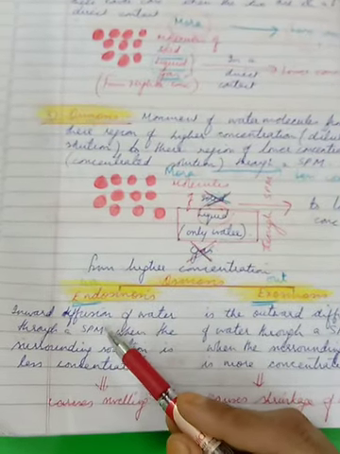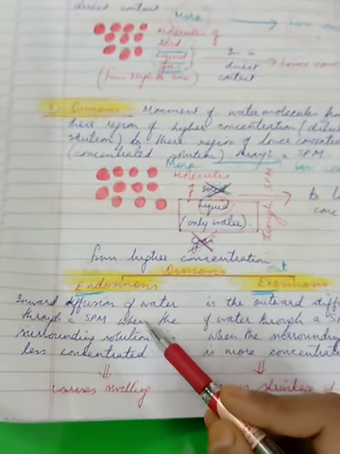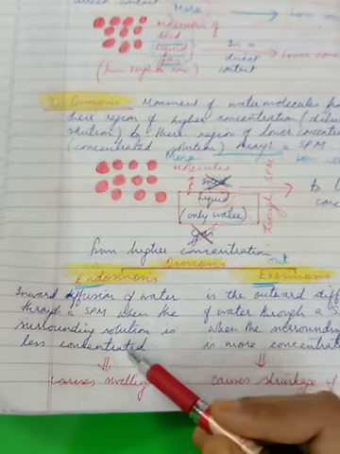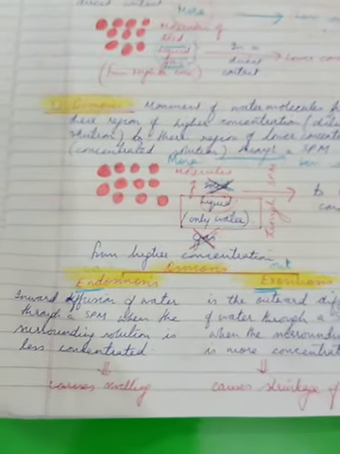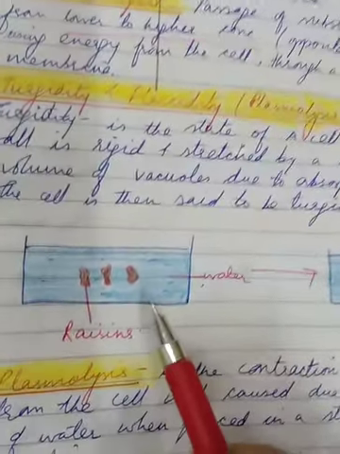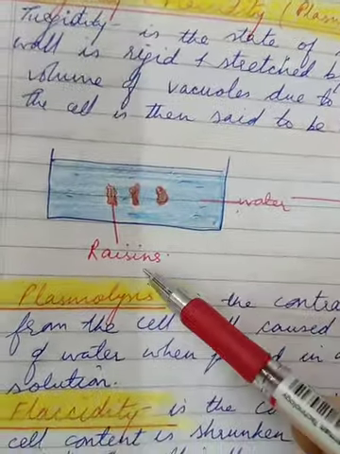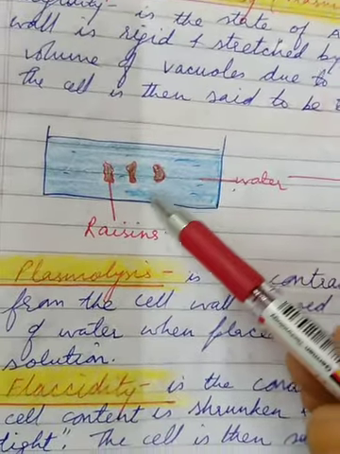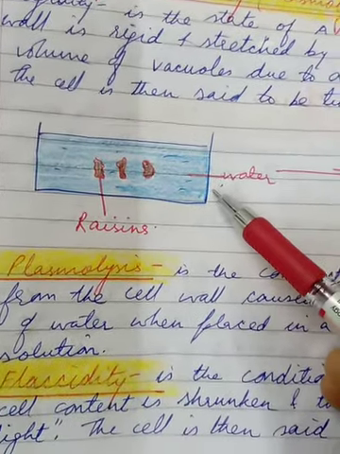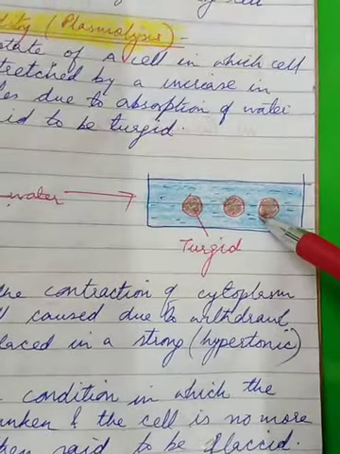Endosmosis is inward diffusion of water through SPM when surrounding solution is less concentrated. This causes swelling. See this diagram. For example, if we immerse some raisins, the dry fruit raisins, into water for some time, overnight maybe, what you observe in the morning is that they swell up.